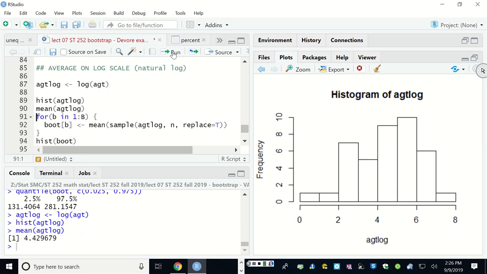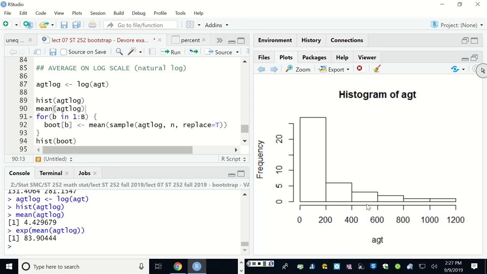And if you want the average on the log scale, 4.42, you could even exponentiate that to get the mean AGT on the log scale. 83. So what is going on with that, right? These are the original data. So if you take the logs and then take the average and then exponentiate it, it's not an inverse function because of the way it's done.